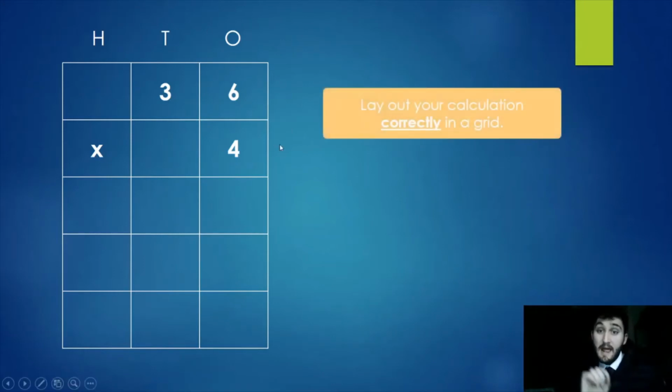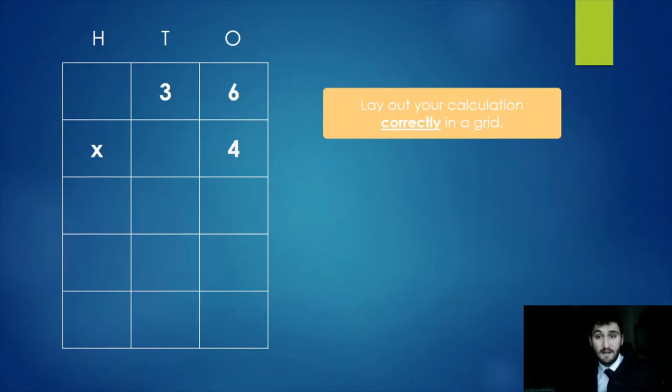And I've even put here, the first step is to lay out your calculation correctly in a grid. So I understand that the exercise books that you've got for your home learning don't actually have squared paper in them, so it's even more crucial that we do use our place value when you spread out your numbers and you line them up correctly.